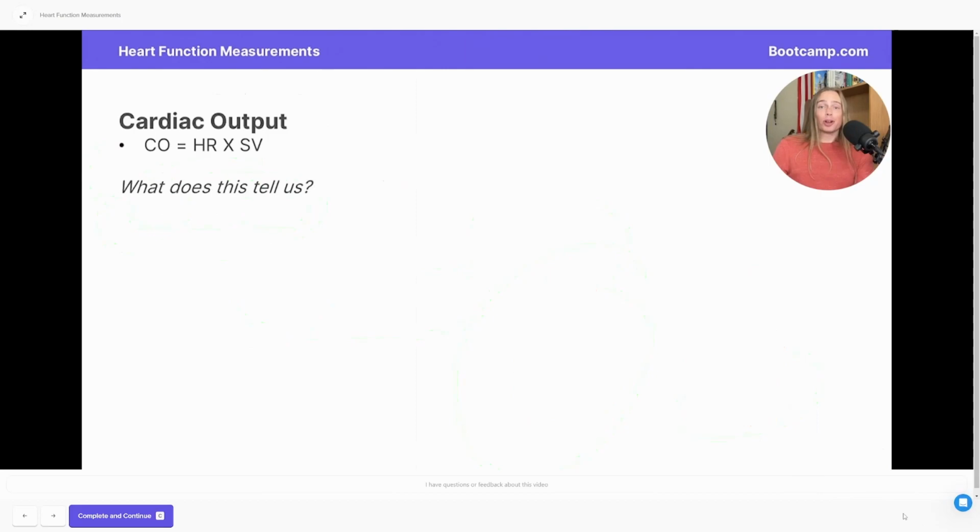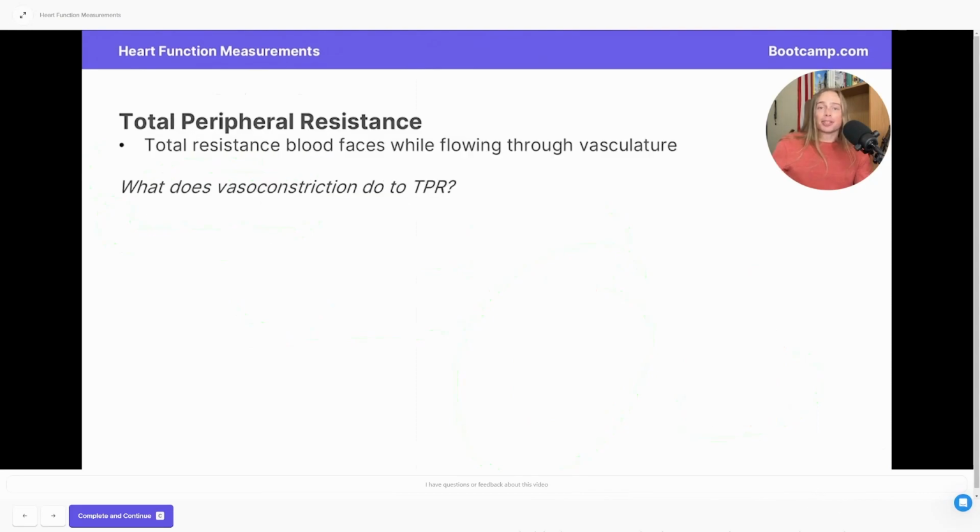The next measurement we'll be discussing is cardiac output. So cardiac output can be determined by multiplying your heart rate by the stroke volume. So knowing this equation then, what does cardiac output tell us? Great, so as the formula indicates, cardiac output tells us the volume of blood that's pumped by the heart in 1 minute. This is really useful clinically, as having too high or too low of a cardiac output can indicate certain health problems. Next up then is total peripheral resistance, which is sometimes known as TPR.